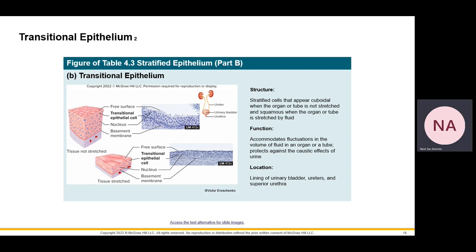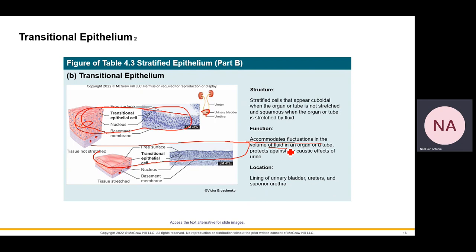So stratified squamous yan. Now, when we say transitional epithelium, as we have said earlier, transitional epithelium is composed of stratified epithelium, wherein most of the cells in those layers are cuboidal to columnar. Okay? Now, they appear to be cuboidal and columnar only when the organ that they line, for example, the urinary bladder, is full and stretched. But when the organ that they line is empty and relaxed, ang urinary bladder is empty and relaxed, the lining is cuboidal. But when the urinary bladder is full and stretched, then therefore, the shape of the cells changes into flat and thin in order for the urinary bladder to accommodate fluctuations in volume of fluid, for example, the volume of urine.